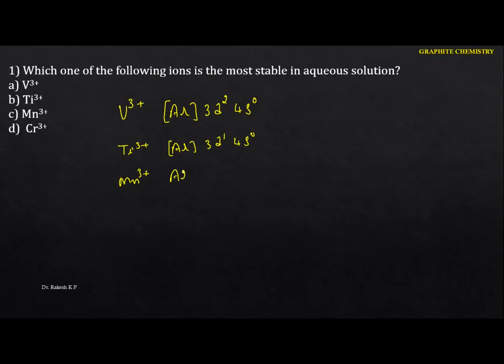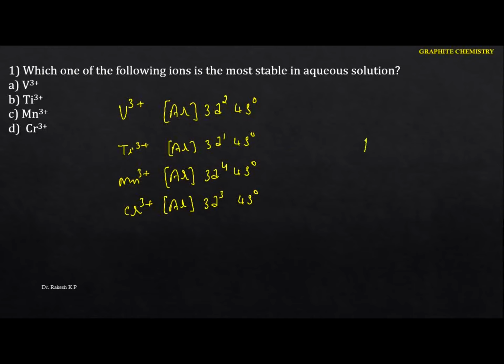We have the electronic configuration 3d4 4s0. And for chromium, Cr3+, we have argon 3d3 4s0. So to identify the most stable in the aqueous solution, the first thing you have to identify is this.